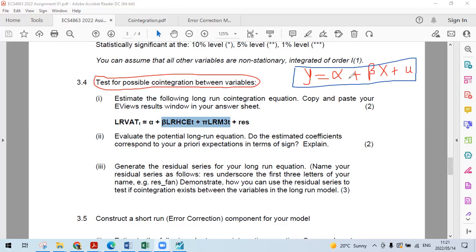There are so many ways of testing for co-integration, but let's use the easy one. We know it has its own weaknesses, but that's what we are actually using for ECS4863, by those two guys, Engle and Granger. Remember, after testing for stationarity, you are seeing that your variables are integrated of order 1, right?